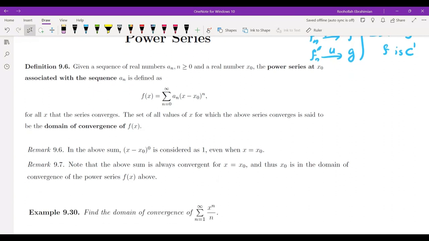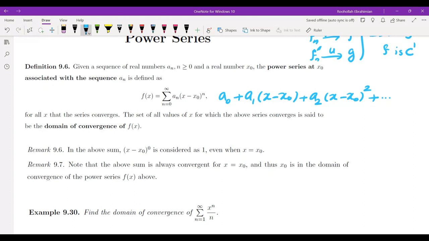Now, this power series is always going to converge when x is equal to x0, because when x is equal to x0, all of the terms except for the first term are 0. So the first term is a0, the next term is a1 (x minus x0), the next term is a2 (x minus x0) squared, etc. If you plug in x equals x0, you are going to only get a0, which clearly converges. So x0 is always in the domain of convergence of this f of x.